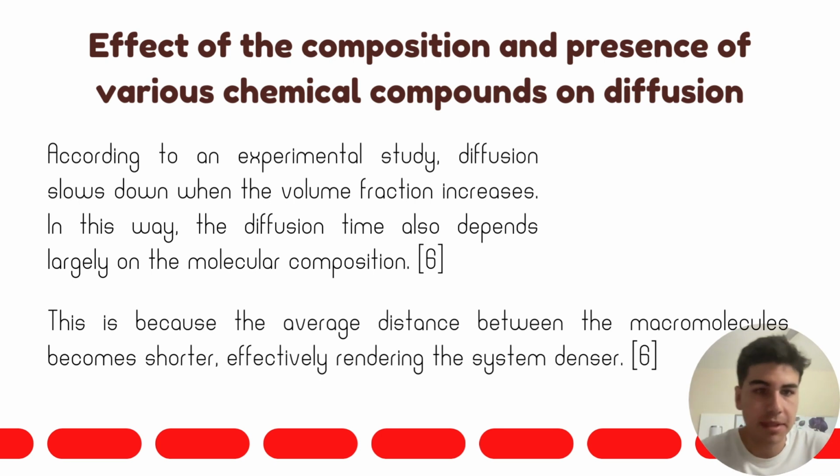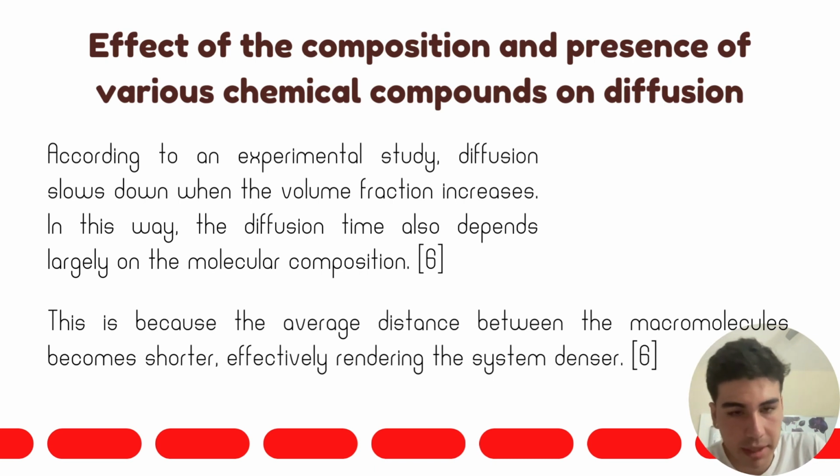The effect of the composition and presence of various chemical compounds on diffusion. According to an experimental study, diffusion slows down when the volume fraction increases. In this way, the diffusion time also depends largely on the molecular composition. This is because the average distance between the macromolecules becomes shorter, effectively rendering the system denser and making it harder for the molecules to diffuse.